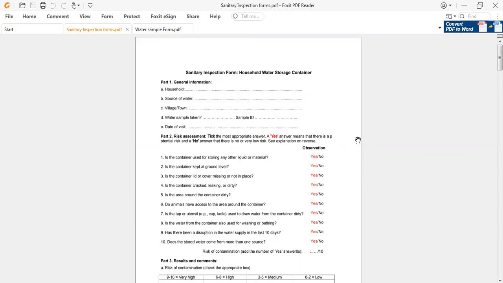So we write household water storage container. You can actually just put it in and put the initial, since it's long and the space is small. Then you have the sample ID. Since it is Ecolab that is carrying out this sampling, we put the initials of our project, which is the Ecolab water project. That's EWP.